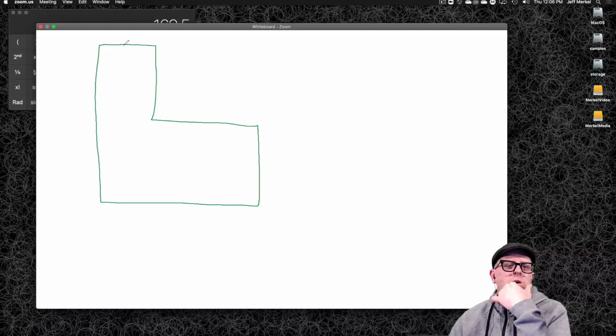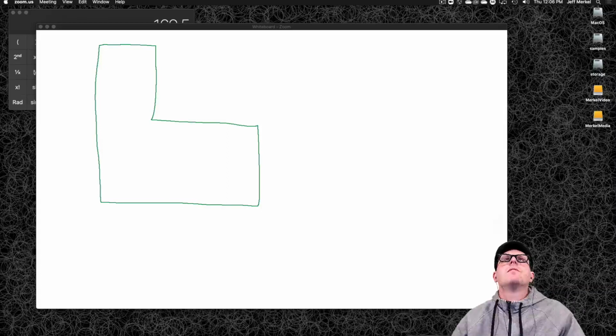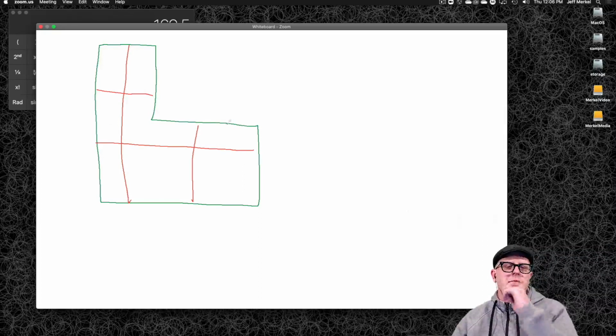Well, you're going to do an analysis in this axis right here. Actually, let's change colors. I'm going to do a modal analysis for this one right here, a modal analysis for this one right here, a modal analysis for this one right here, and a modal analysis for this one right here.